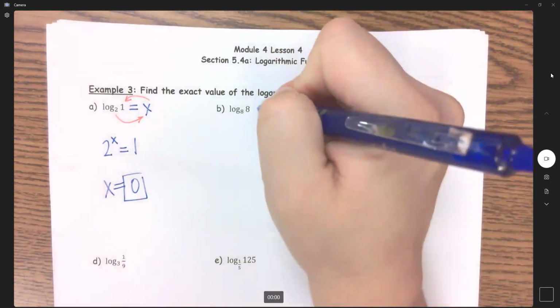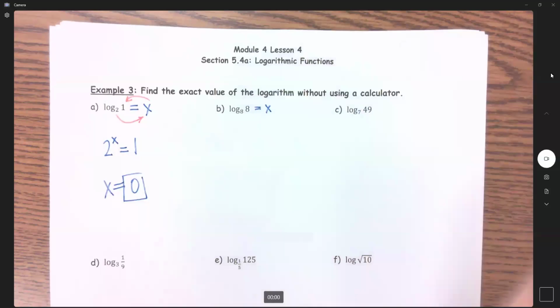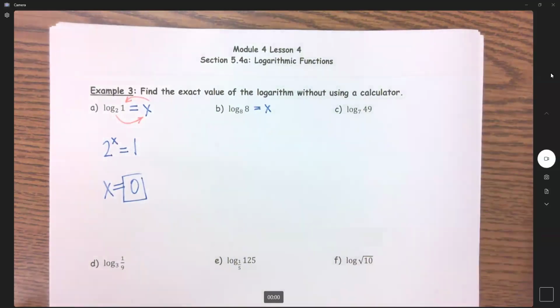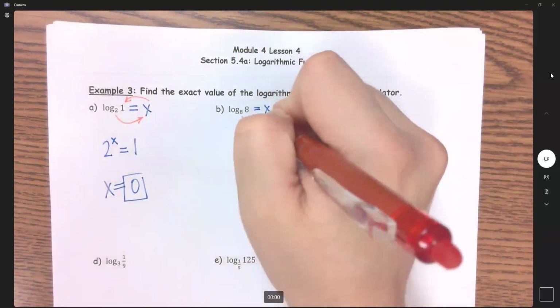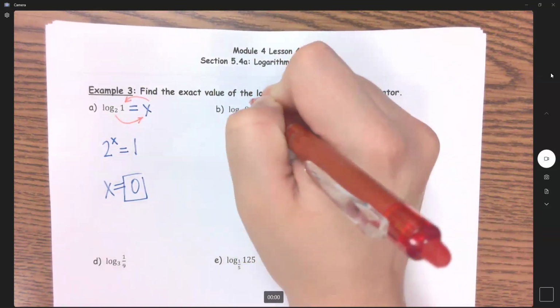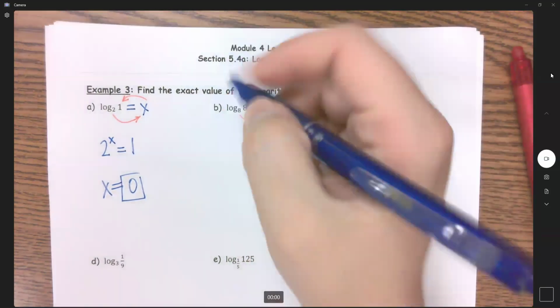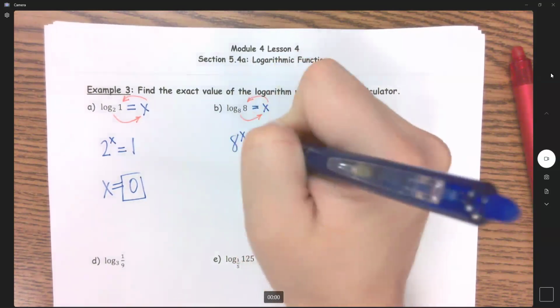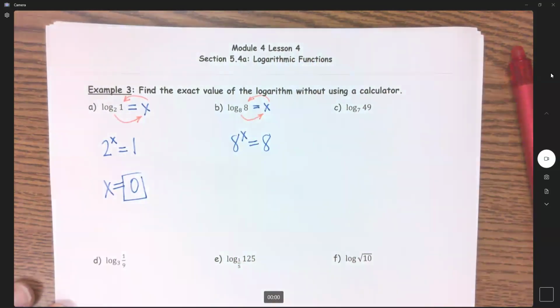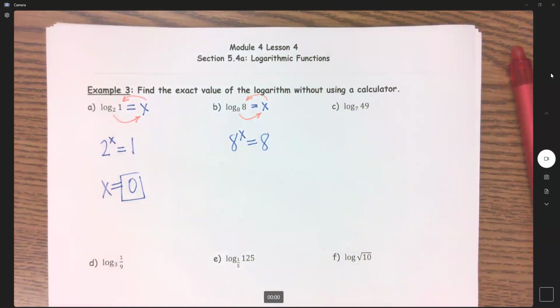Okay, same thing, log base 8 of 8, we're not sure, so we're going to set this to be equal to x, and then rewrite this. This is 8 to the x equals 8. Now, this is another one kind of like this where you can just logically figure it out. What does x have to equal? Well, it has to equal 1, right?